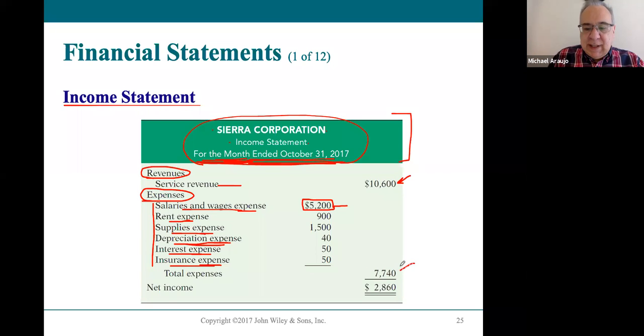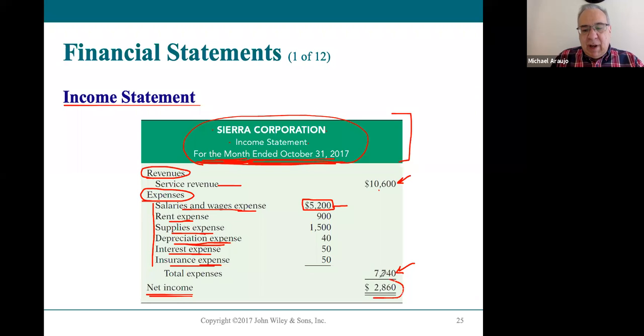Your total expenses are listed in the far right column here. And obviously you have much higher revenue than expenses. And so there you have a profit. Remember, in accounting, profit, net income. Net income is also considered earnings. Again, profit, net income, earnings all mean the same thing. On the income statement, we use net income to show the profits of the company. And here we had a profit in the month of October of $2,860.